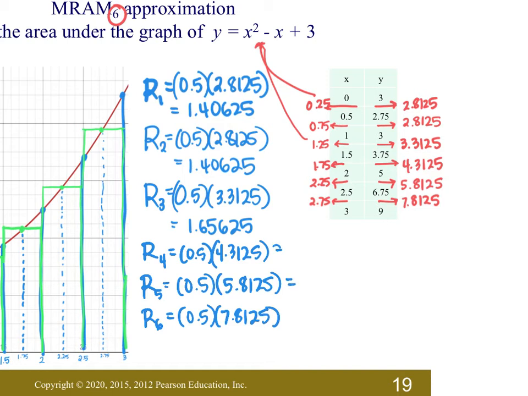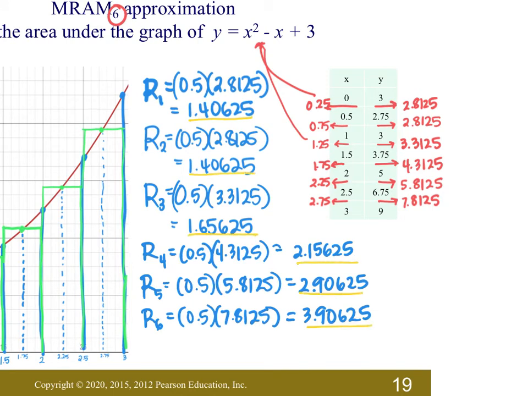All right, so let's get these values here. 3.90625 and 2.90625 and 2.15625. Okay, let's add up all these numbers. We're going to add up rectangle 1, rectangle 2, rectangle 3, 4, 5, and 6. So we want to add all of these up together.